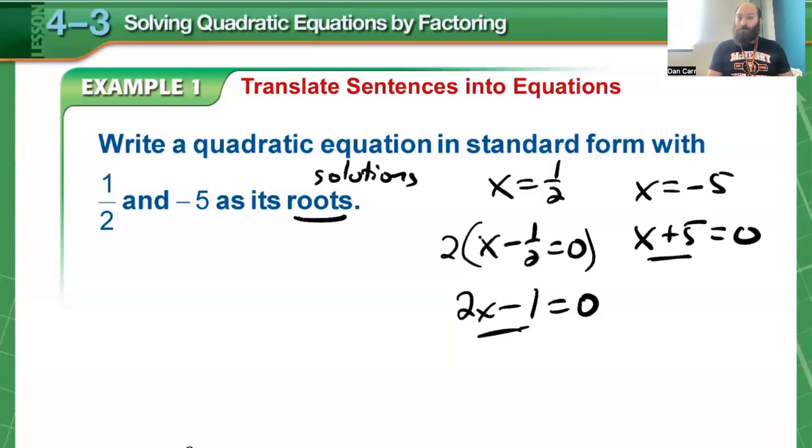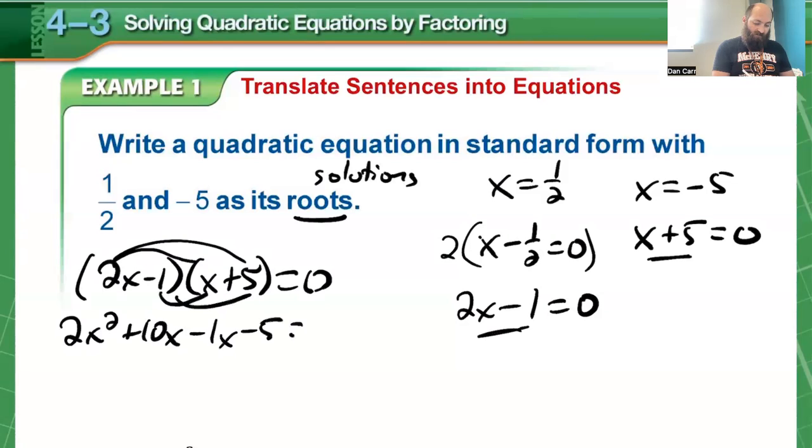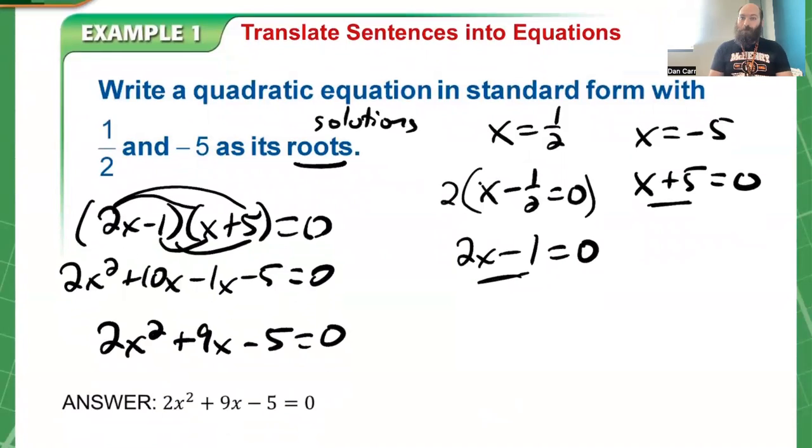These are my factors. So I can now turn this into a quadratic: 2x minus 1 times x plus 5, and that was still technically equal to 0. Now I just multiply this out and distribute it. So we get 2x times x, 2x times 5. We have 2x squared plus 10x, -1x, -5. Put my like terms together, so my quadratic is 2x squared plus 9x minus 5 equal to 0. Okay, that's us working backwards from the roots idea.